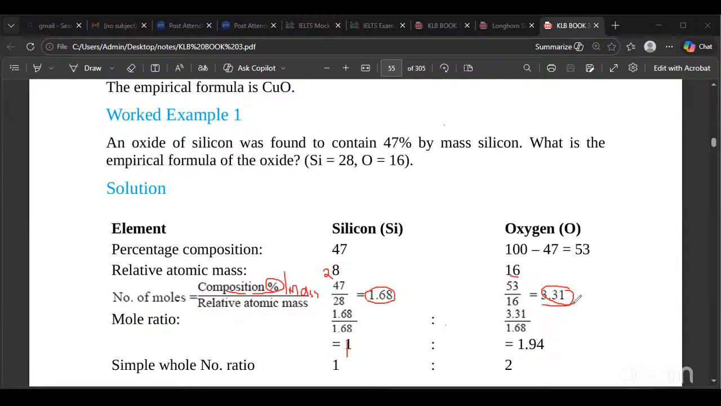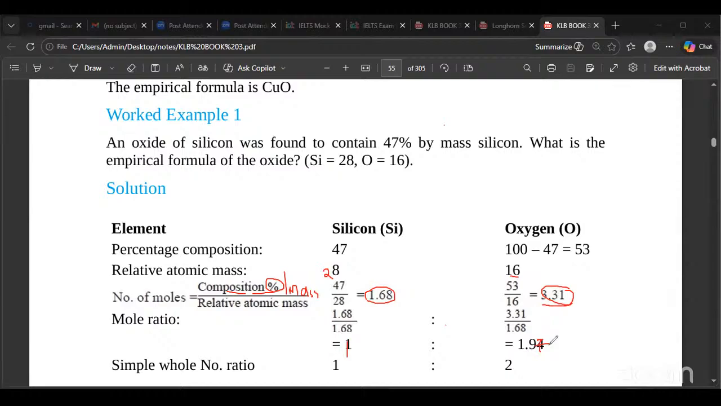Teacher, mine is giving me 1.997. No problem. The reason why it is giving you that one is because of these decimal places. I think we truncated this one, 3.31. I think it should be a continuous process. It should be a longer number. So there's no problem.